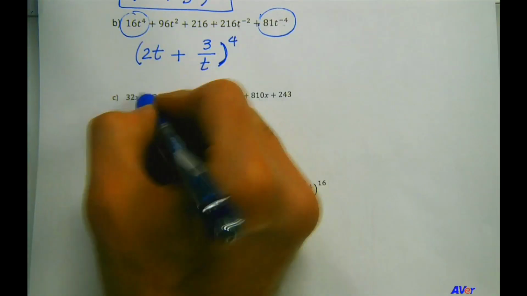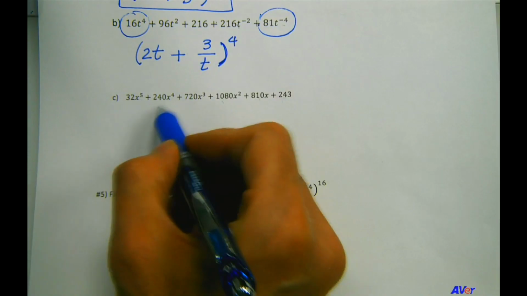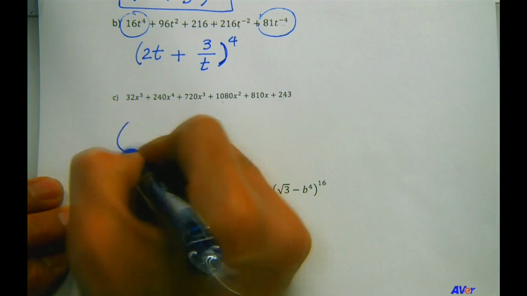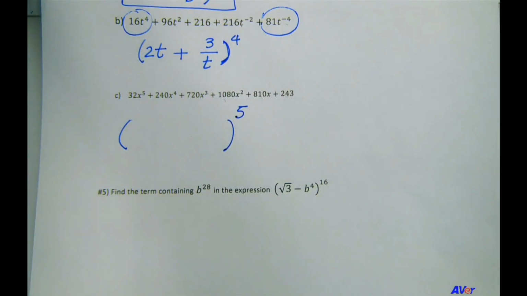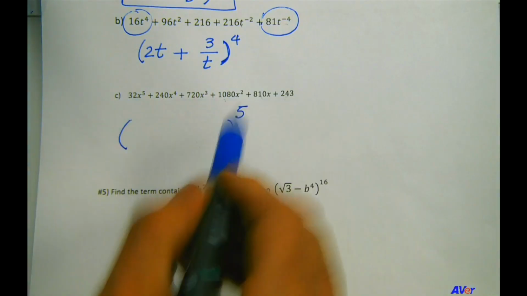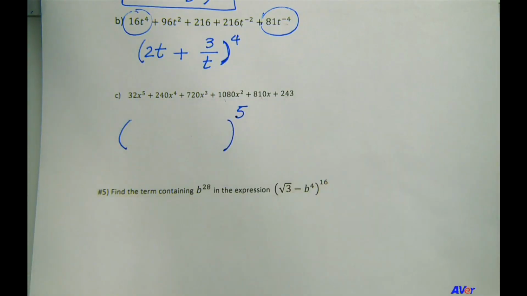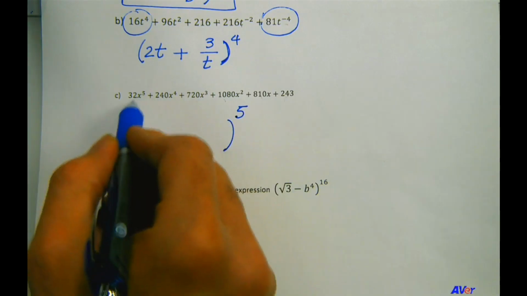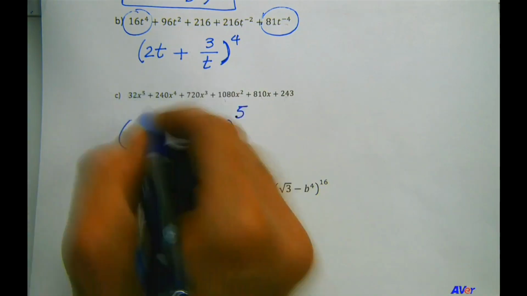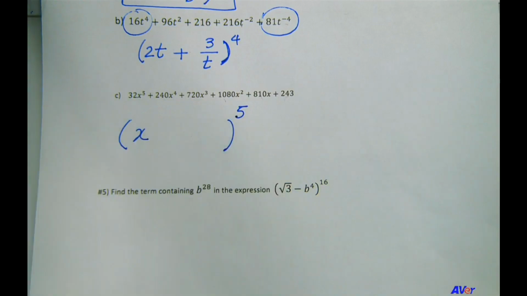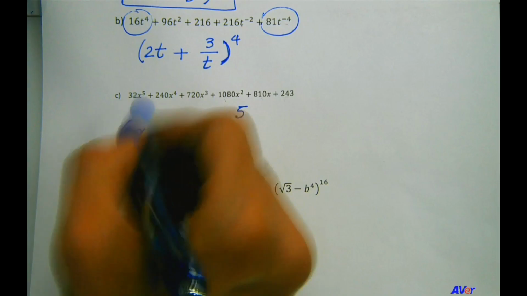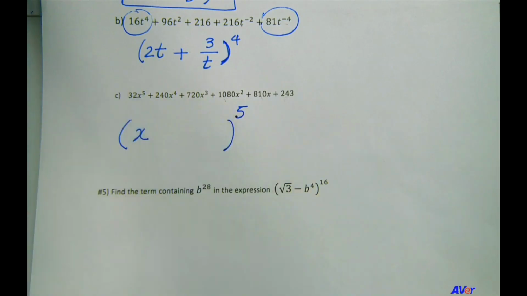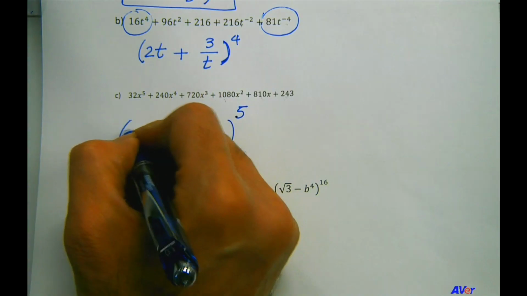This one, once again, how many terms do we have? 1, 2, 3, 4, 5, 6. Oh, we have 6 terms. So we must have a binomial with the power on the outside equaling 5, because we know the number of terms should be that power plus 1. Okay? So the first term is 32x to the 5. So we know we have to have an x here. X to the 5th power is that. What about 32? What number raised to 5th power is going to be 32? Well, if you know, it's 2.